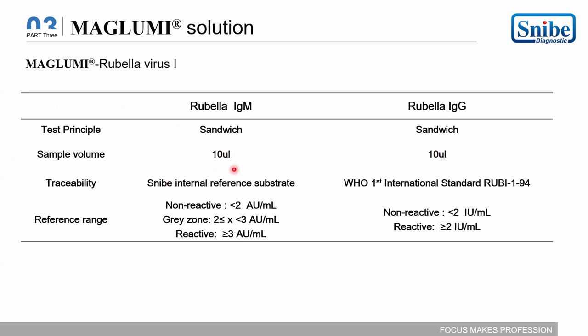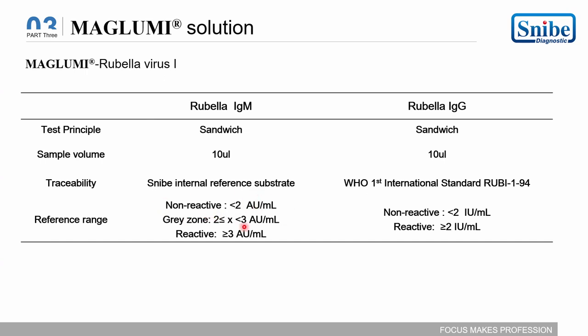Just a 10 microliter sample volume is required for IgM and IgG separately. We have internal reference material for the IgM rubella standardization and traceability, while for the rubella IgG, we have the WHO first international standard, Ruby-1-94 material format. If we talk about the reference ranges, they have three types of reference ranges for the IgM.